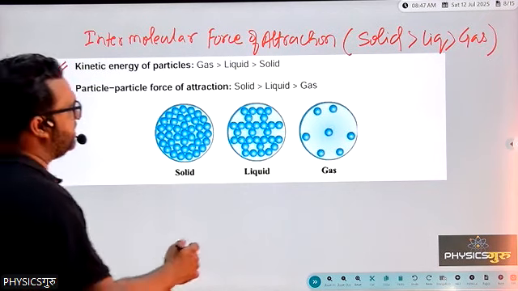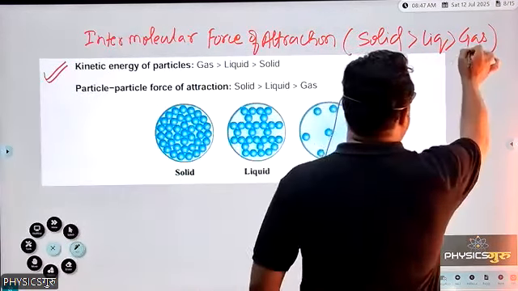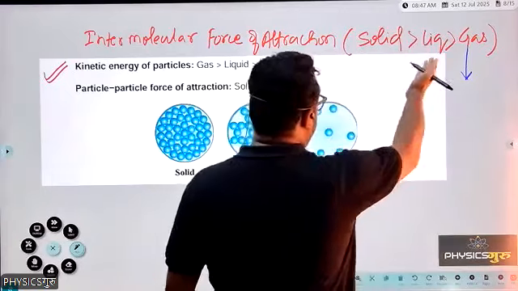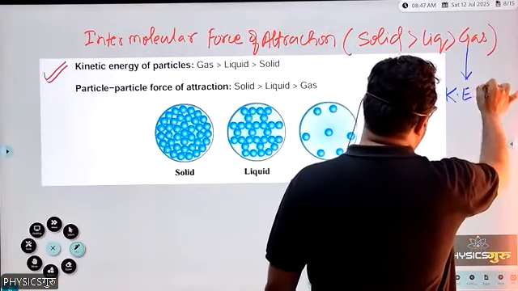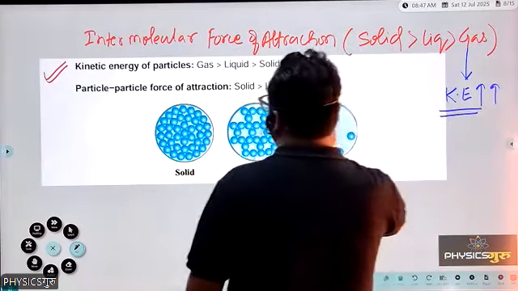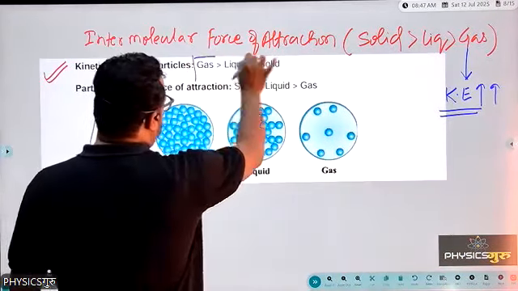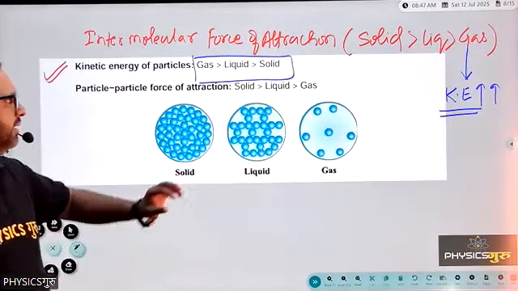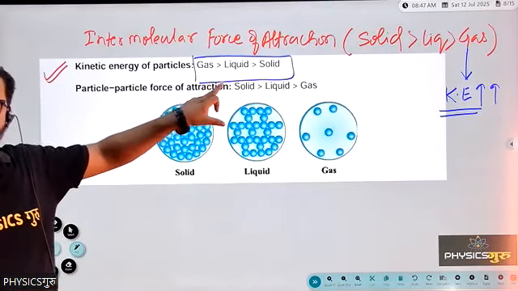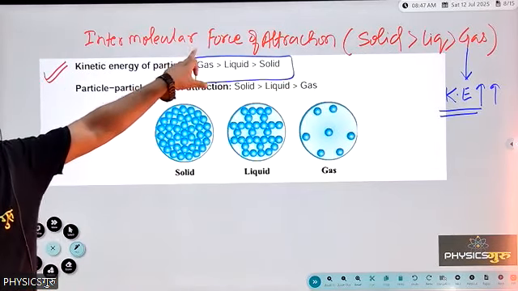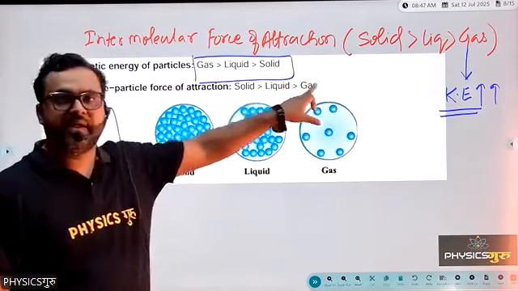As a result, the kinetic energy of gas is higher as compared to liquid and solid. So kinetic energy will be more. Kinetic energy of particle order is gaseous greater than liquid greater than solid. Particle to particle force of attraction, that is called intermolecular force, is maximum in solid, minimum in gas.